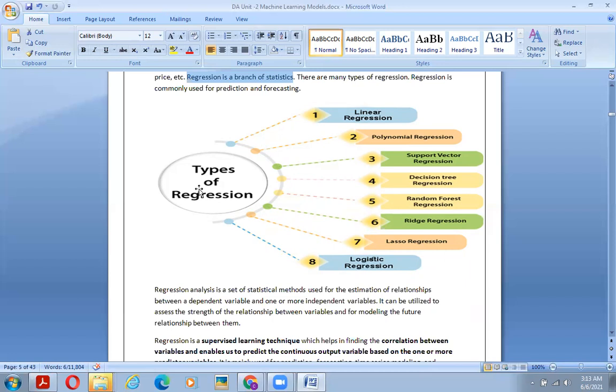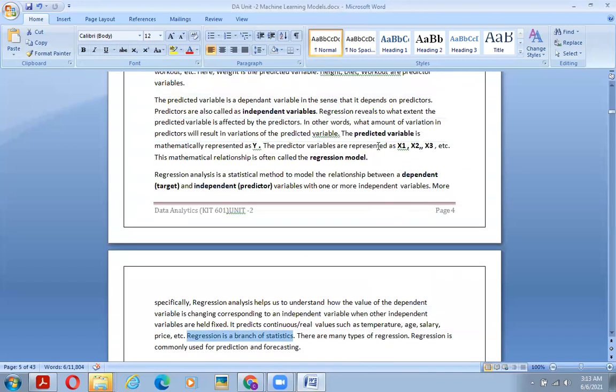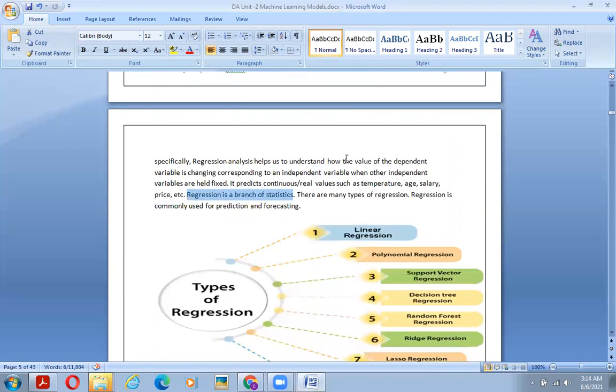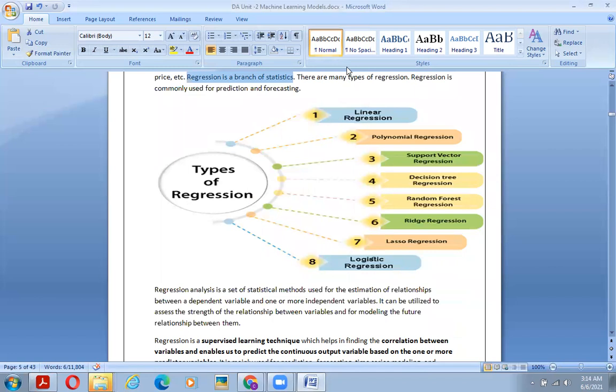There are different types of regressions. We have linear regression, polynomial regression, support vector regression, decision tree regression, random forest regression, ridge regression, lasso regression, and logistic regression. There are different types of regressions because the independent and dependent variables change according to business needs, and the predicted and predictor variables also change. That's why we need different types of regressions.